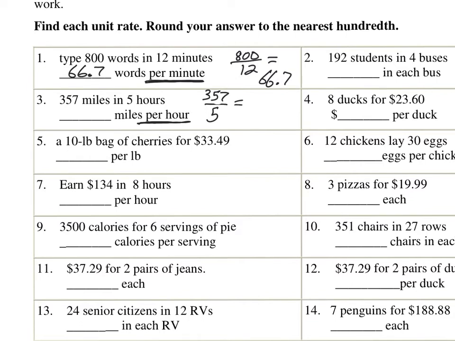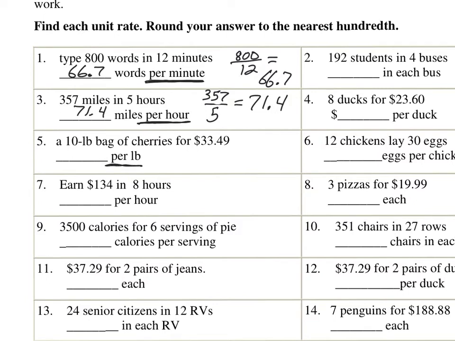And I divide. 357 divided by 5 equals 71.4. So my answer is 71.4 miles per hour. Again, pause the video, do number 4 on your own. All right, and if you hear my voice, that means you're back. Okay, number 5. Number 5, we have a 10-pound bag of cherries for $33.49.